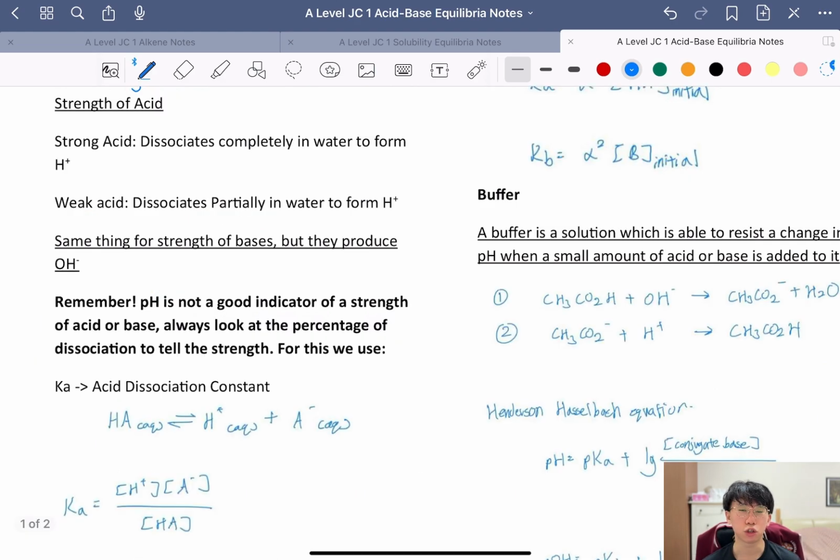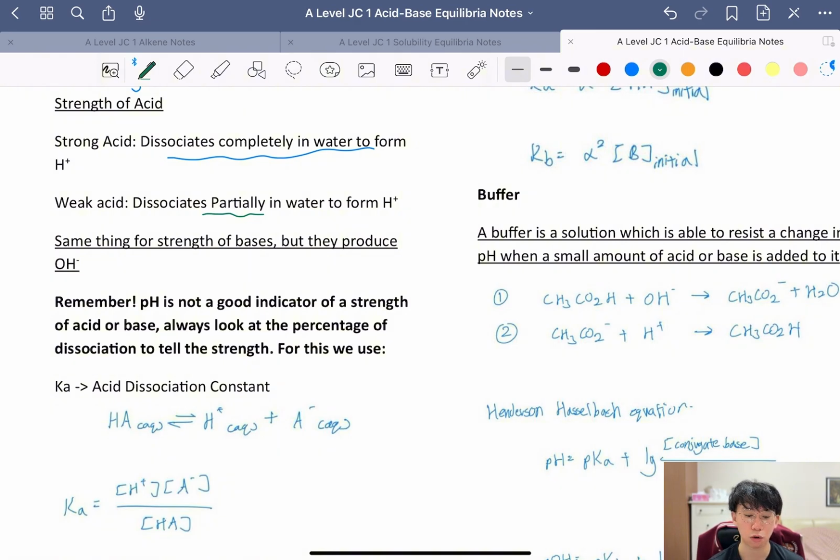Next up, you need to know the definitions of a strong acid. A strong acid is one that dissociates completely in water to form H+, whereas a weak acid dissociates partially in water to form H+. And it is the same thing for the strength of bases, except we're using OH- ions.